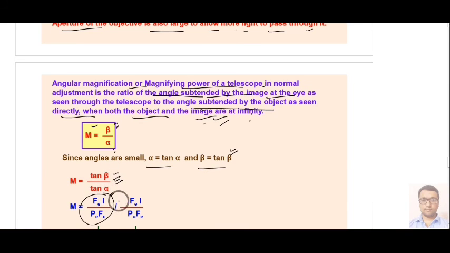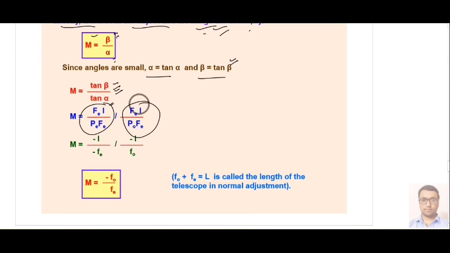The value of tan beta is this one, and for tan alpha we can write this value, so that we can verify all these values from the above diagram, and f_e will cancel out. We will get here i upon minus f_e and minus i upon f_o. So your m is f_o upon f_e, that is the focal length of the objective to the focal length of the eyepiece.